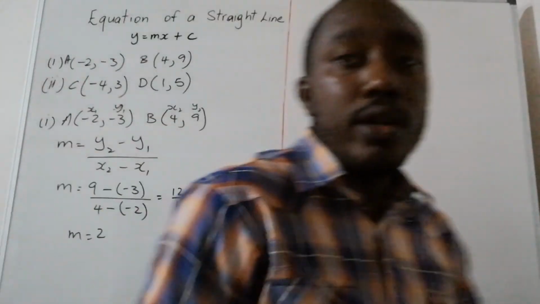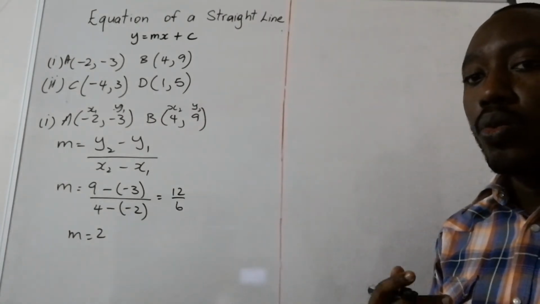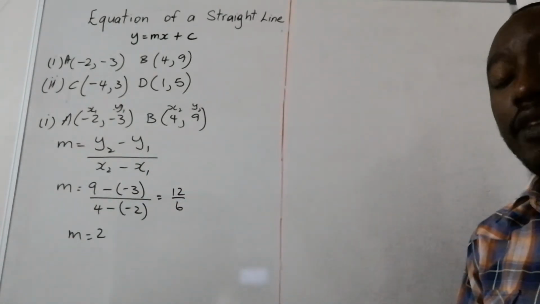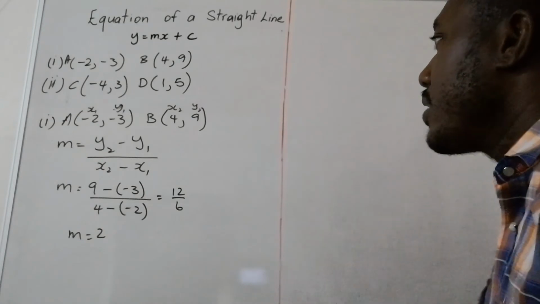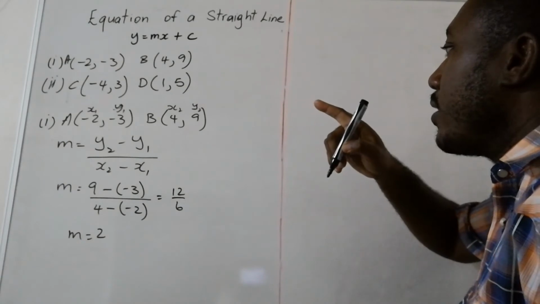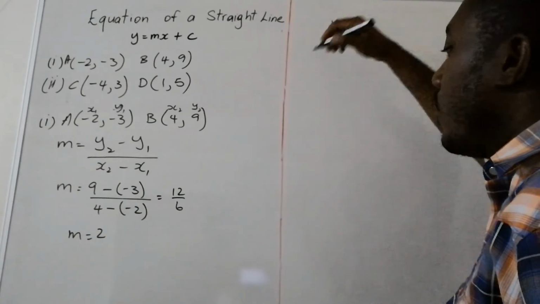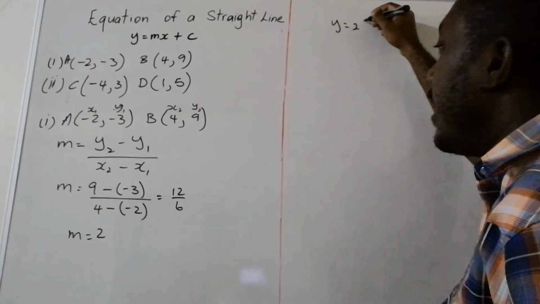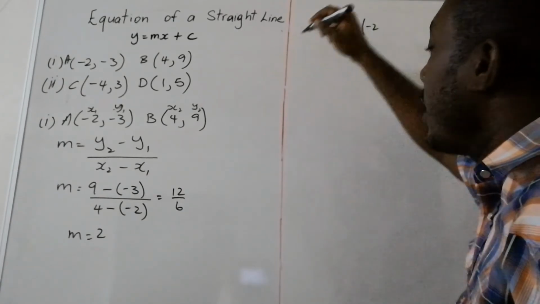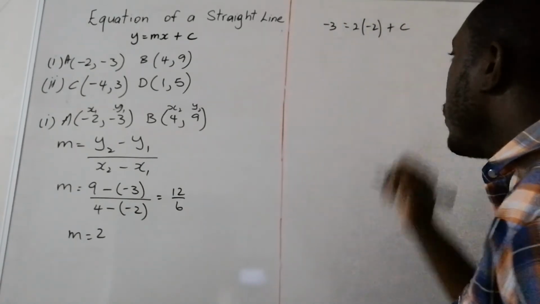So now that we know our gradient, we can use either point to find our y-intercept. Either point A or point B. You will have the same answer. So let's use point A. So point A is negative 2, negative 3. So y is equal to our gradient, which is 2, times negative 2. Sorry, we have to put in our y value. Our y value is negative 3. All right? And plus c, because we're finding for c.